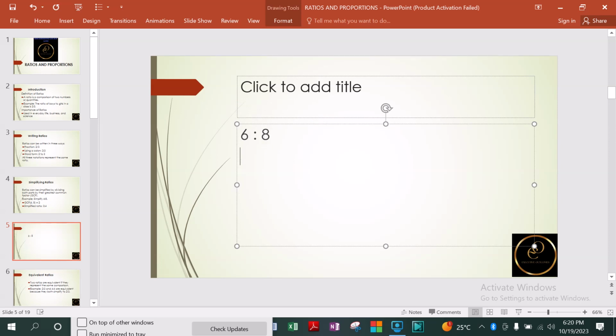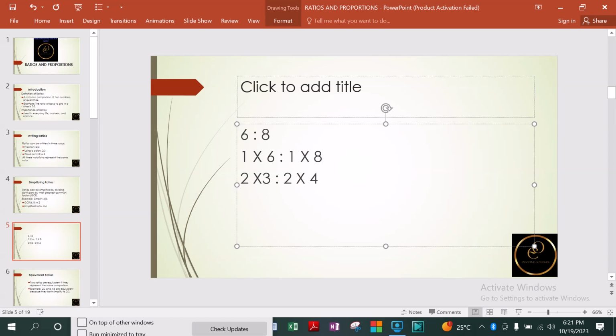Okay, so now when you look at this, you can talk about the factors. On the left, you have 2 multiplied by 3, which is 6. On the other side, it can be 2 multiplied by 4, which is 8. Or you can also start with 1 multiplied by 6, which is 6, and 1 multiplied by 8, which is 8. That's how you can state this particular ratio in terms of factors.